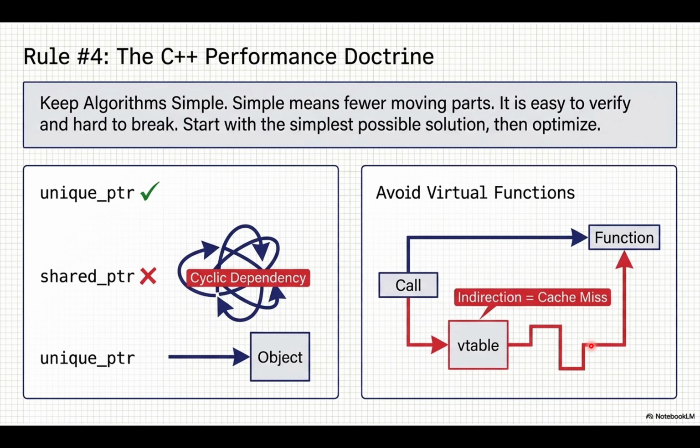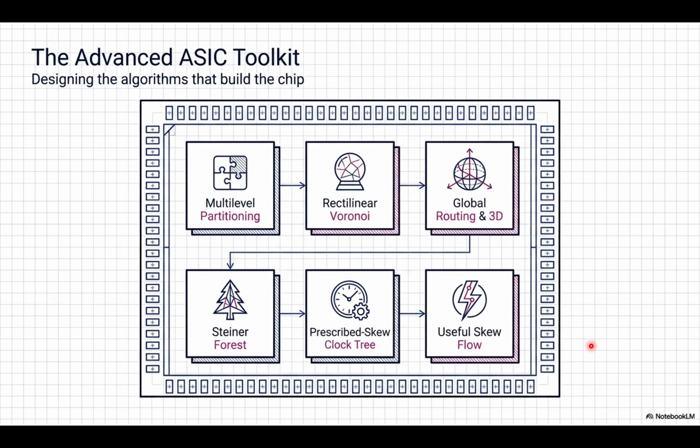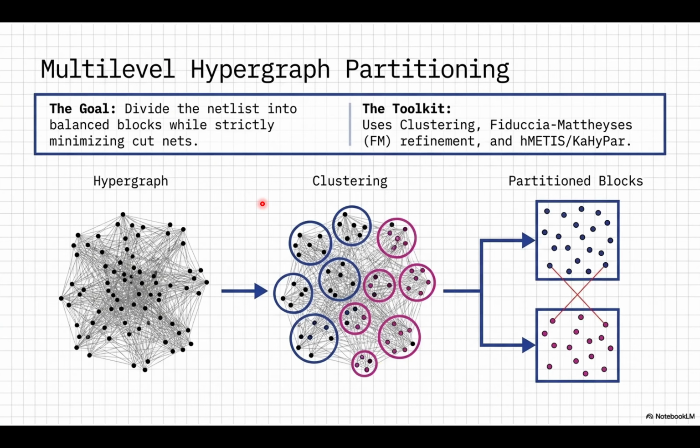This is where we transition into the advanced toolkit, the core algorithms. Okay, so the first major step is multi-level hypergraph partitioning. The goal here is to take the entire logical netlist and divide it into balanced physical blocks while strictly minimizing cut nets. Right, cut nets being the wires that have to cross between different blocks. They use clustering algorithms, specifically something called FM refinement, Fiduccia-Mattheyses refinement. Right, and minimizing cut nets is critical because every time a signal has to cross a major block boundary, it degrades performance, right?